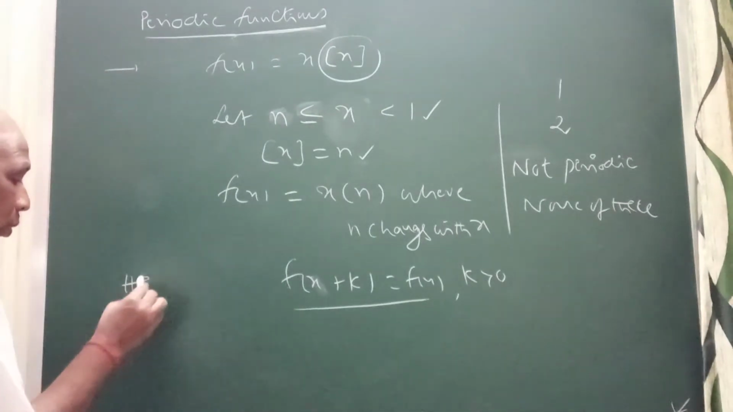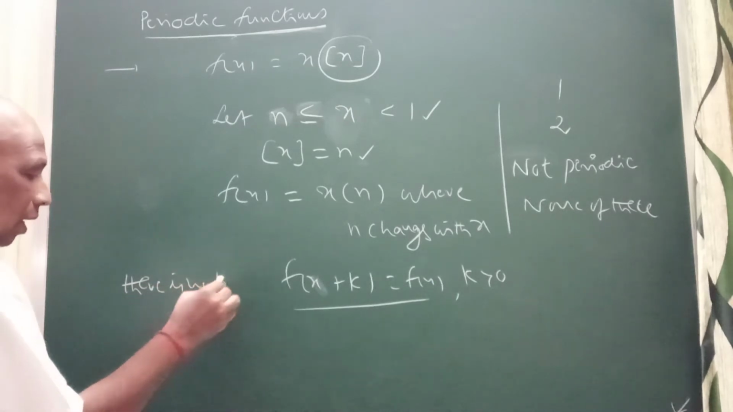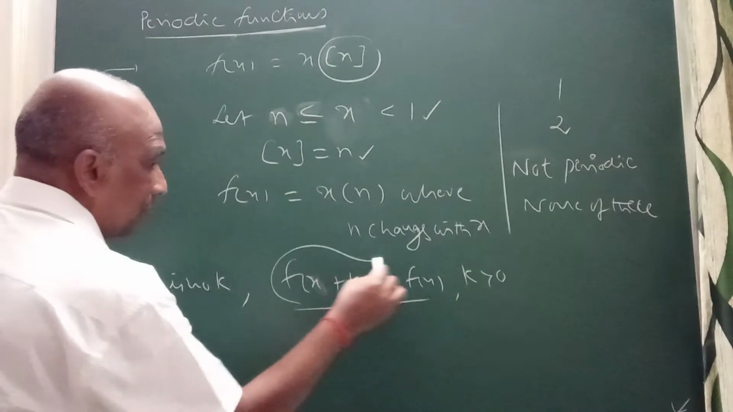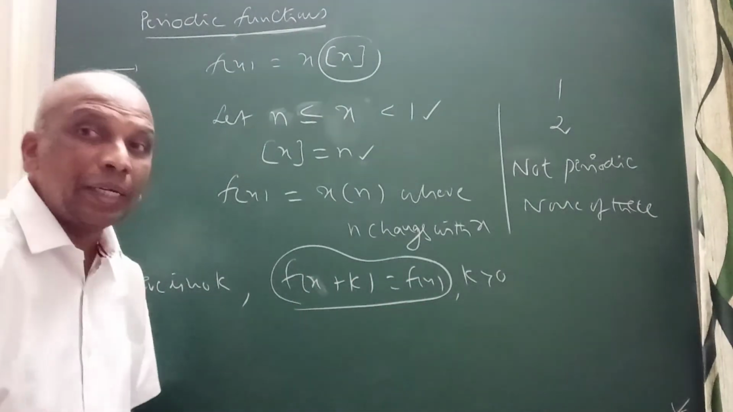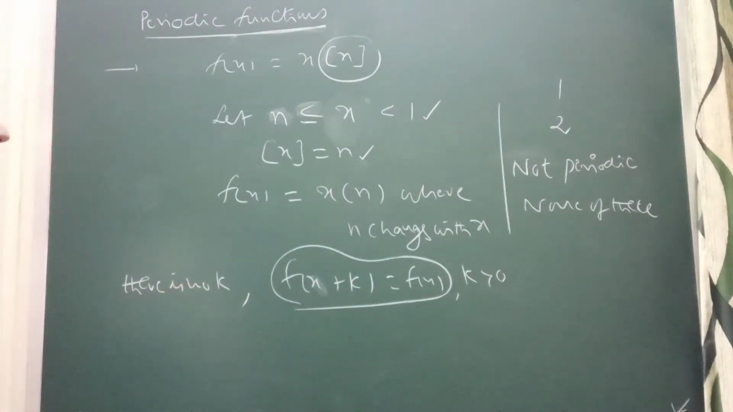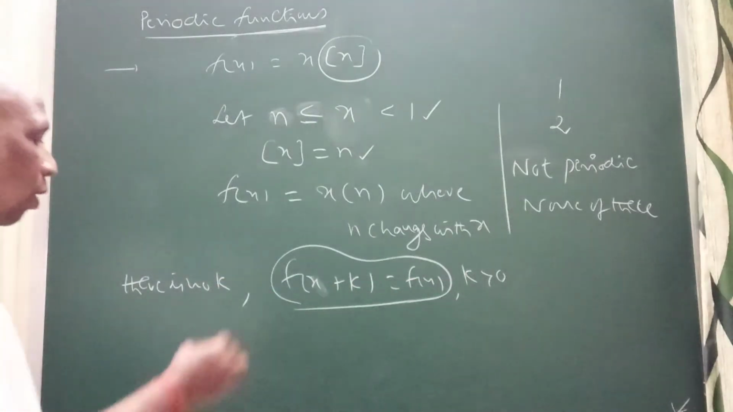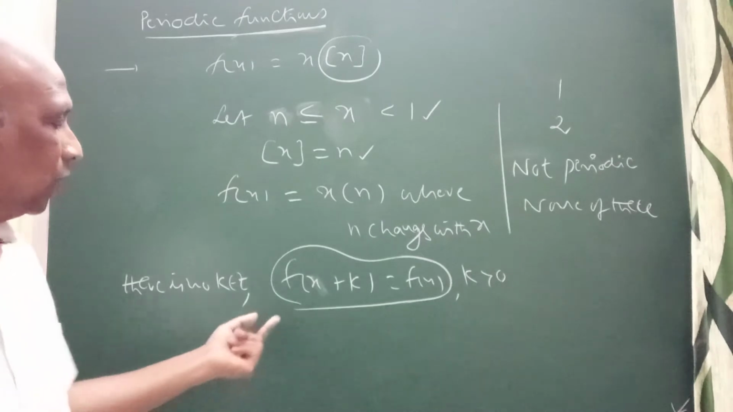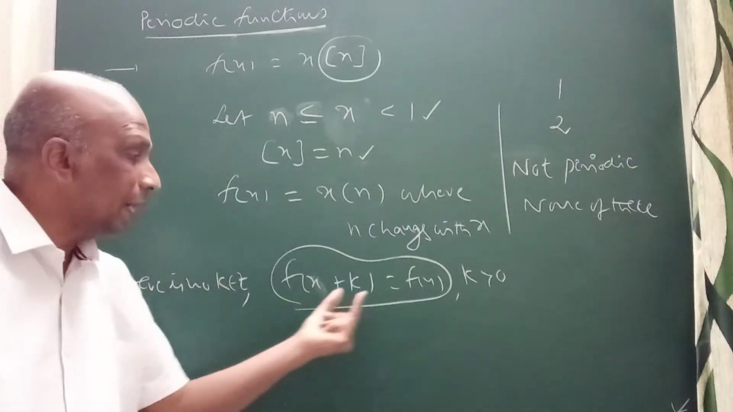I am talking about there is no k. There is no k to satisfy this equation. k greater than 0 is an integer. There is no k which belongs to Z, a positive integer. There is no positive integer k to satisfy this.